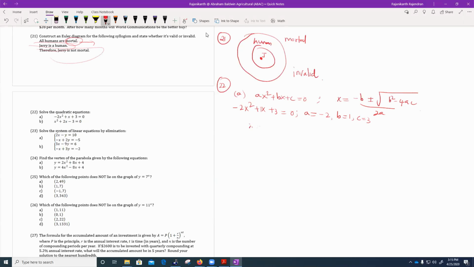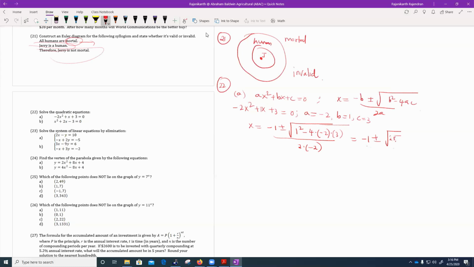So therefore my x is negative b, which is negative 1, plus or minus square root of b squared minus 4 times a, my a is negative 2, times c, which is 3. Okay, then this all over 2 times a, which is again negative 2. Simply plug in these values. Now you have to simplify this. This is negative 1 plus or minus, what is the answer I will get inside the square root? 4 times 3 is 12, 12 times 2 is 24, plus 1 is 25.